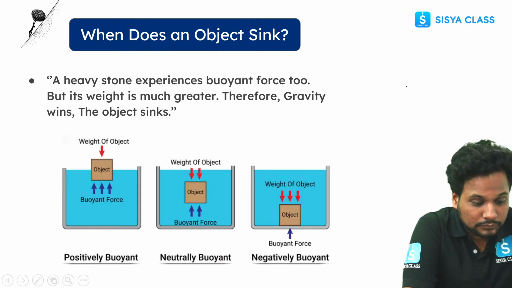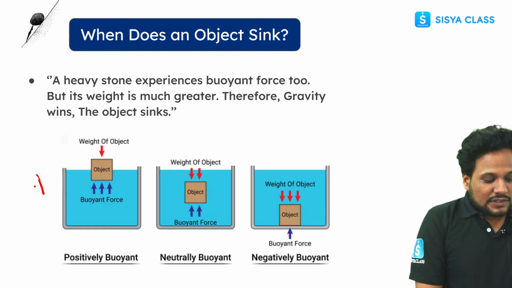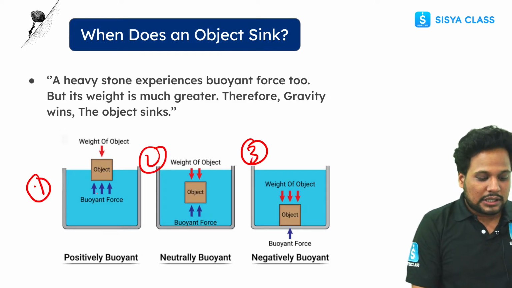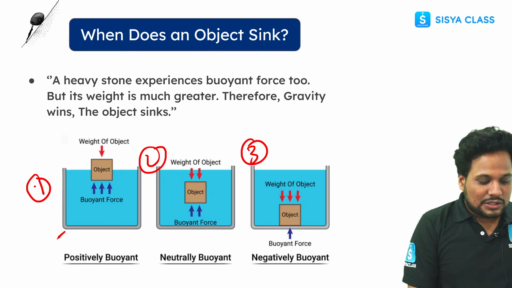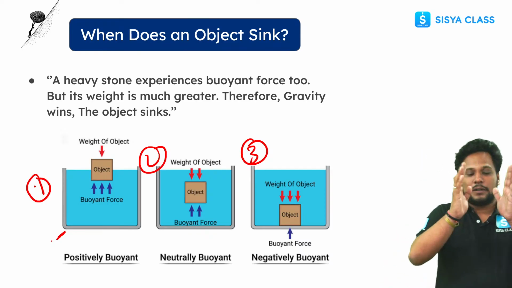Okay. Now one by one we'll discuss. This is the first case, this is the second case, and the third case. Now let's suppose the buoyant force is greater than the weight of the object. This is known as positively buoyant. The object is going to float on the surface of the water.